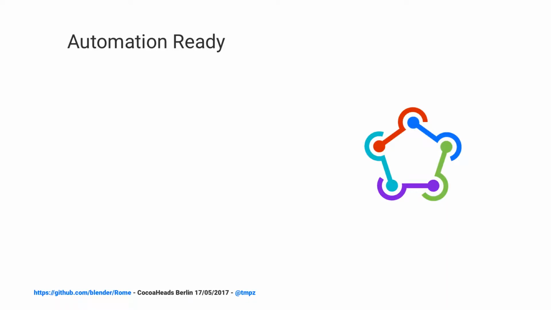Rome is also automation ready, which means that you can use it in your CI, and guess what? You can use it also with Fastlane. There's a plugin available, so you can integrate it into your Fastlane script.